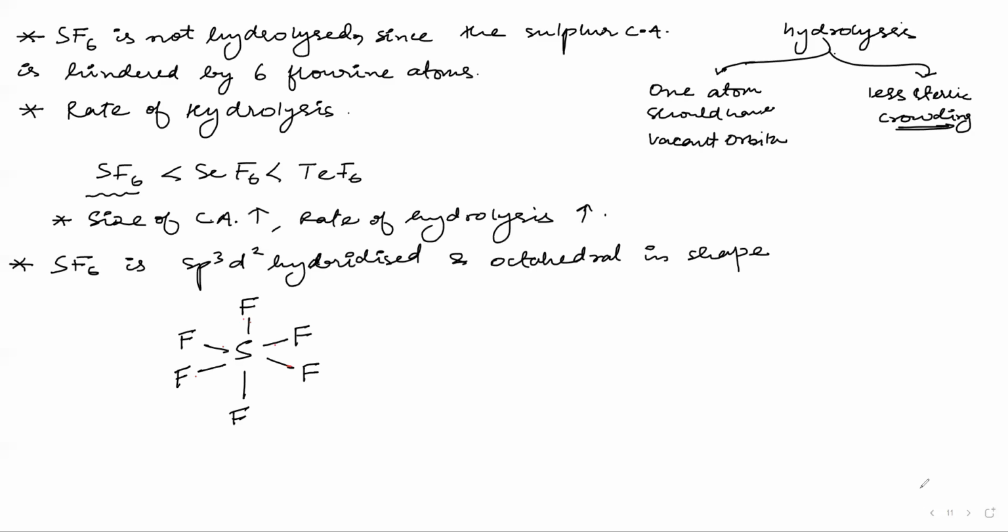Now we are done with the structure of SF6. Now in halides, if I ask you the stability order of the group 16 halides, for the tetrahalides, let us first write that, amongst the tetrahalides.